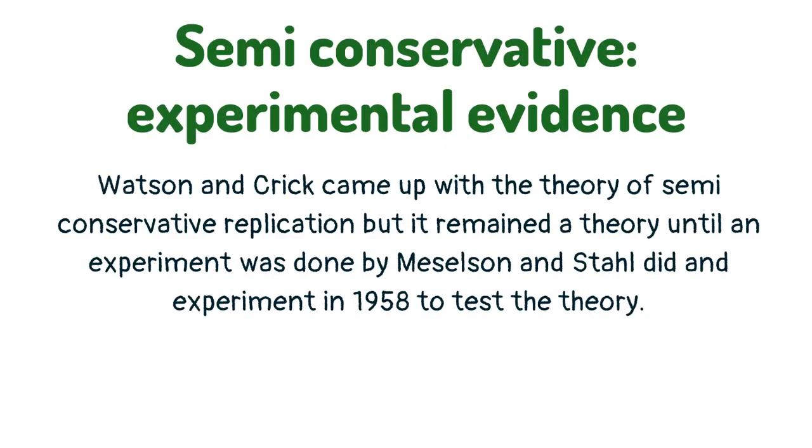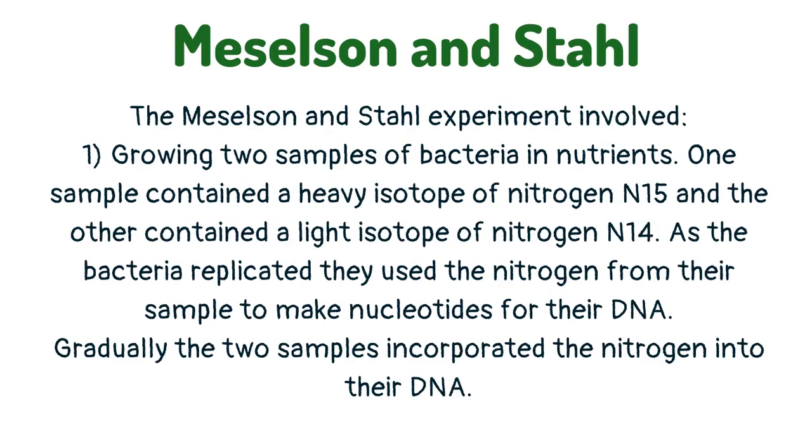Watson and Crick came up with the theory of semi-conservative replication, but it remained a theory until an experiment was done by Meselson and Stahl in 1958 to test the theory. The Meselson and Stahl experiment involved: Step 1, growing two samples of bacteria in nutrients. One sample contained a heavy isotope of nitrogen, N15, and the other contained a light isotope of nitrogen, N14.